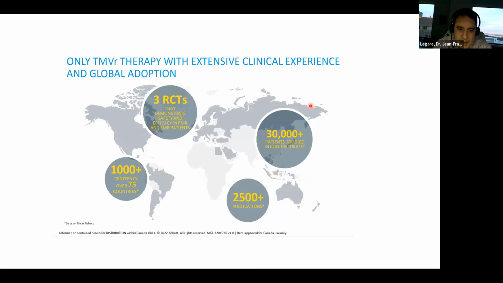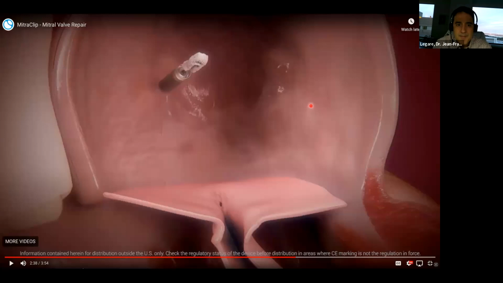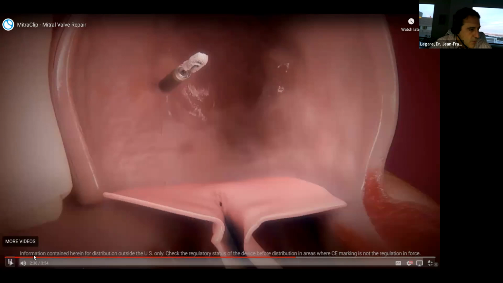So there's over 1,000 centers in the world that perform these procedures in over 75 countries, 3 randomized trials. So obviously lots, and 30,000 patients have had these types of therapies. So I thought I would show you just that, we talk about clip and sometimes people don't quite understand the mechanics of it. And I think it's worth just a 2-second video just to show you what it actually looks like.